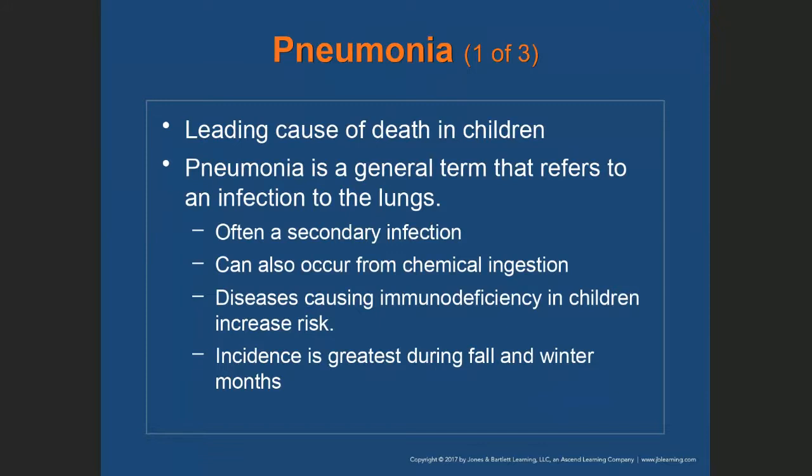Pneumonia, a leading cause of death in children. Pneumonia is a general term that refers to an infection of the lungs. It's often a secondary infection, and can also occur from chemical ingestion. Diseases causing immunodeficiency in children increase their risk for pneumonia. Incidence is greatest during fall and winter months.